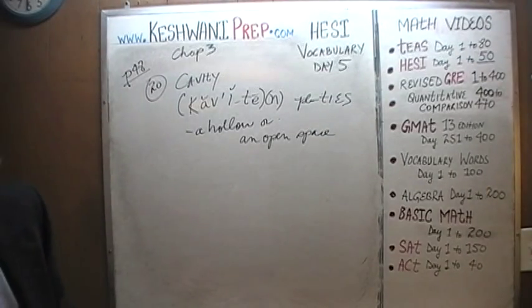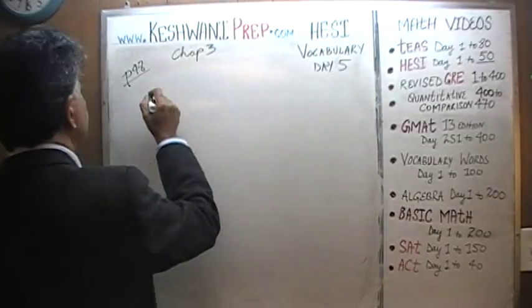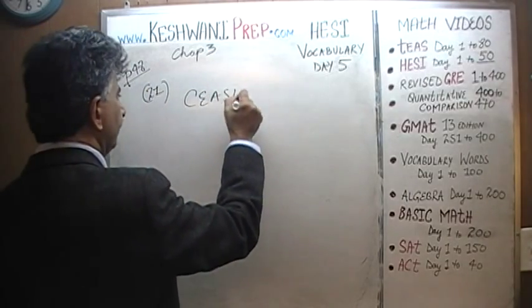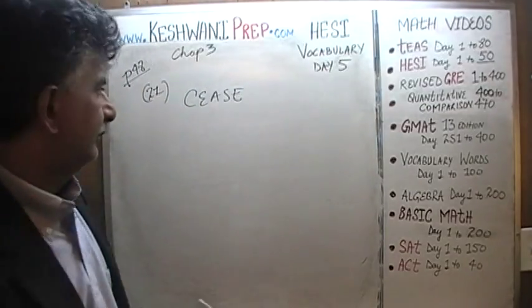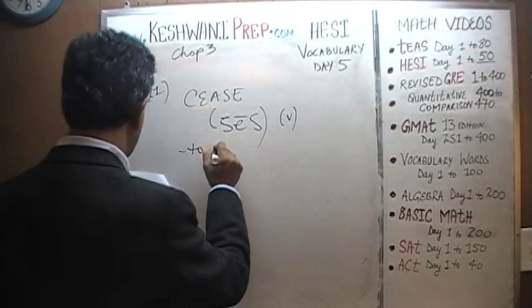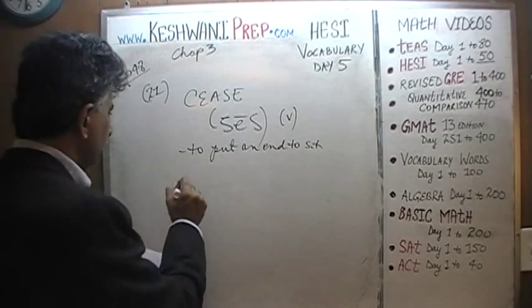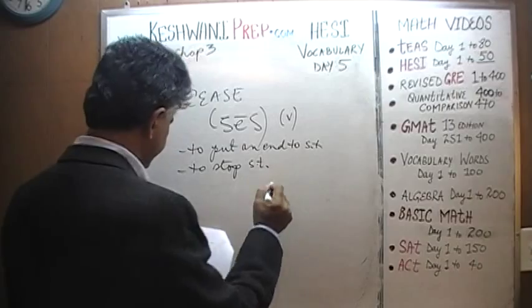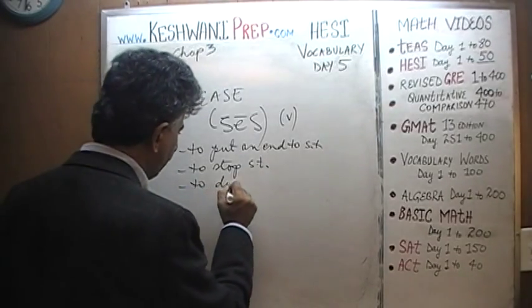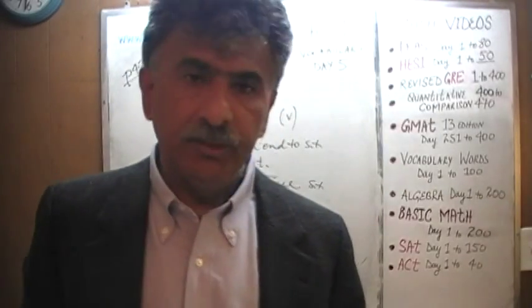Let's go to the next one, number 21. Cease. What does it mean to cease? It's a verb which means to put an end to something, to end something, to stop something, to discontinue something. Do you understand? To cease.